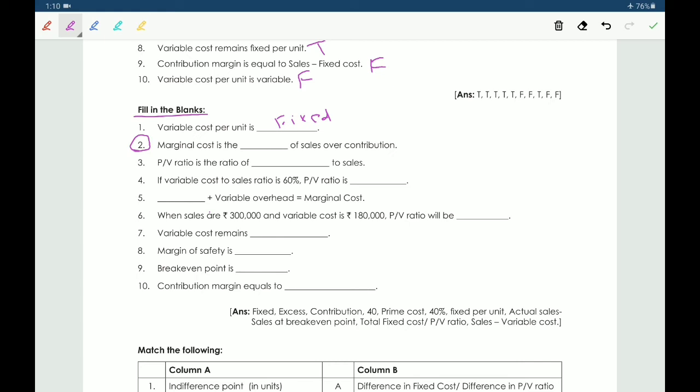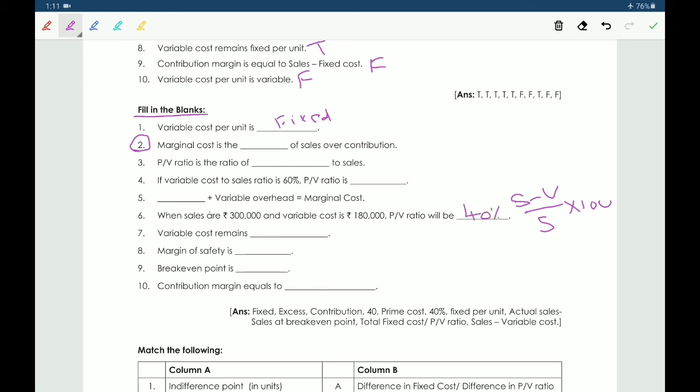Next, sixth one, when sales are 3 lakhs and variable cost is 1,80,000, PV ratio will be. So here given sales 3 lakhs, variable cost is 1,80,000. So what is the formula for PV ratio? Sales minus variable cost by sales into 100. So sales 3 lakhs minus 1,80,000 by 3 lakhs into 100. It gives 40%.